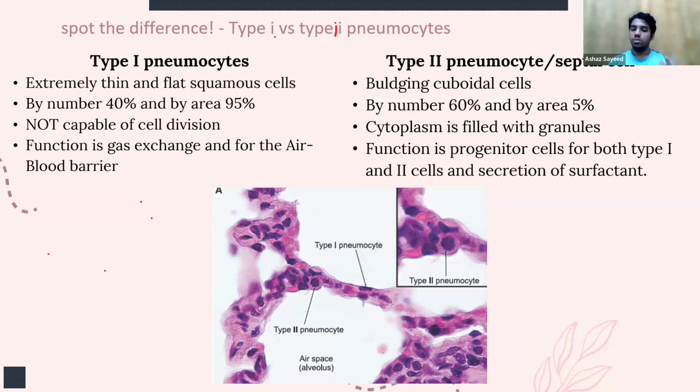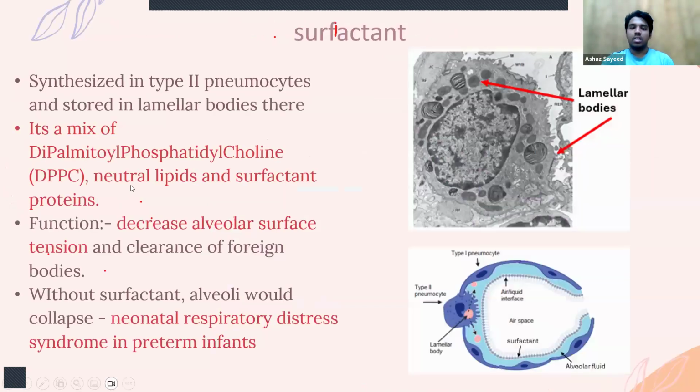Type 2 pneumocyte produces something called a surfactant, which prevents the alveolus from collapsing when there is no air in there. The main function of a type 2 pneumocyte is the secretion of surfactant. The main function of a type 1 pneumocyte is gas exchange. Obviously it participates in the blood-air barrier. That's part of the gas exchange. Now we have surfactant.